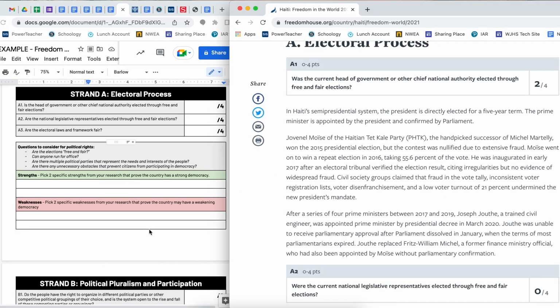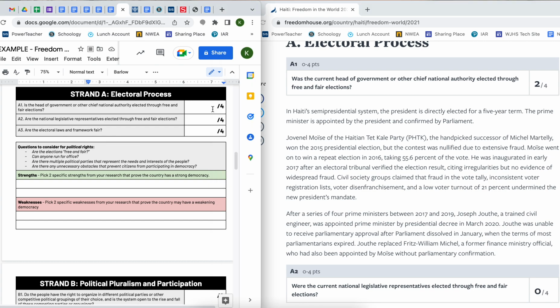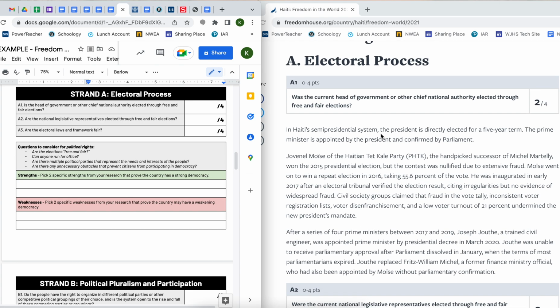I picked Haiti as my country just because I have been there and I think it's interesting, and it's not one of your topic options that I know of. No one is doing it. So first things first. A is strand A right here, electoral process, which is all about how people gain sovereignty in that system, how people get power, right? Either through an election or otherwise.